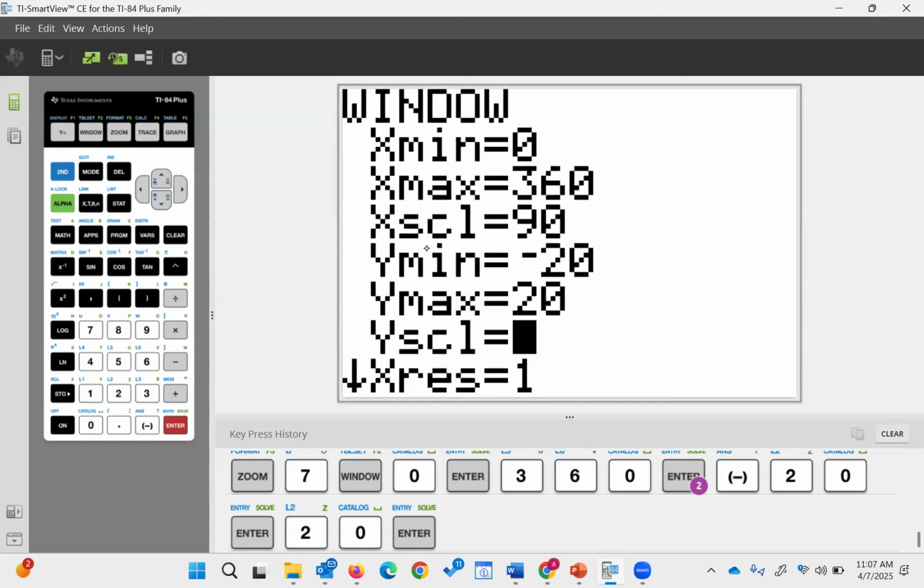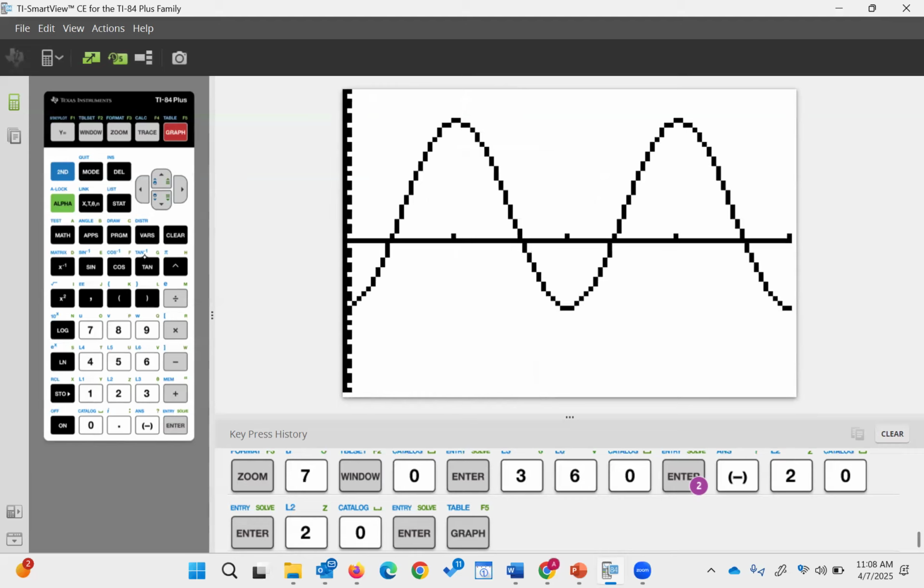All right, waiting a little bit here for those that follow along with the calculator. And graph it. Let's see how it looks. Oh, doesn't that look a lot better?